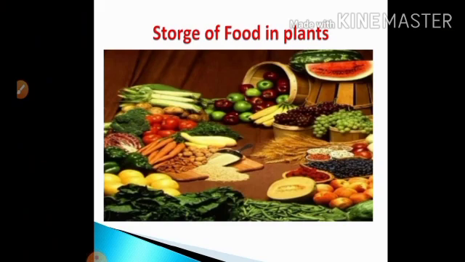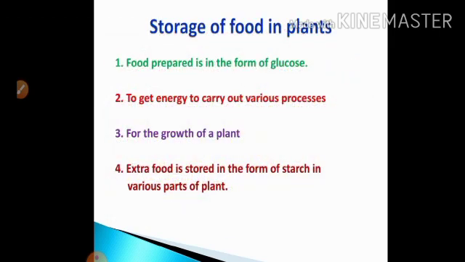First one, storage of food in plants. Second one, interdependence of plants and animals. Then third one, balance in nature. First one, storage of food in plants.